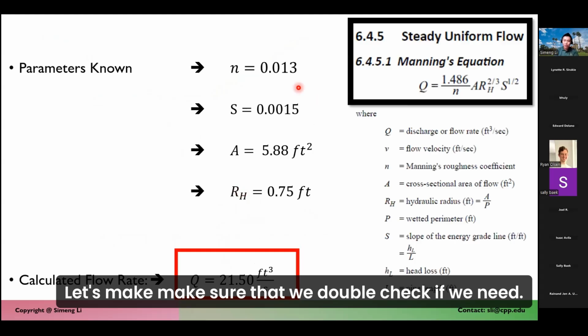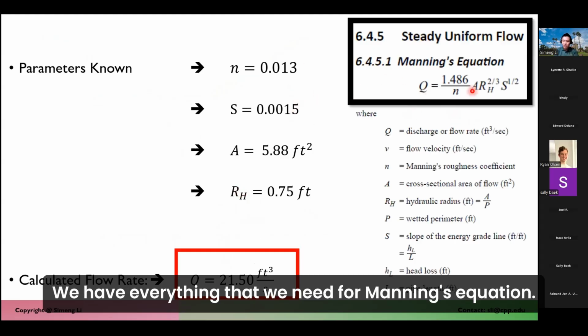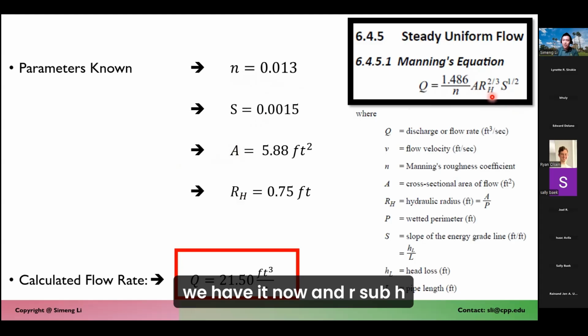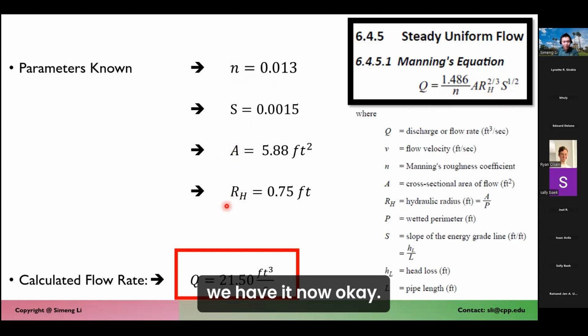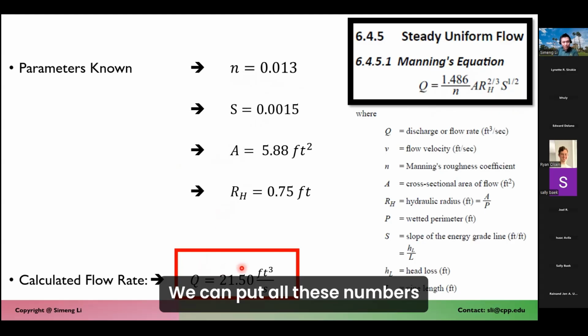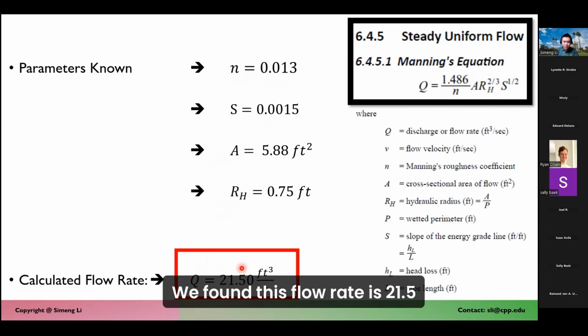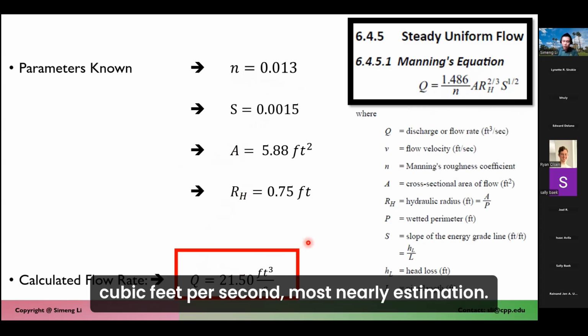Let's double check that we have everything we need for Manning's equation. N, we got it. S, we got it. A, we have it now. And R sub H, we have it now. We can put all these numbers into Manning's equation right away. We found the flow rate is 21.5 cubic feet per second, most nearly.